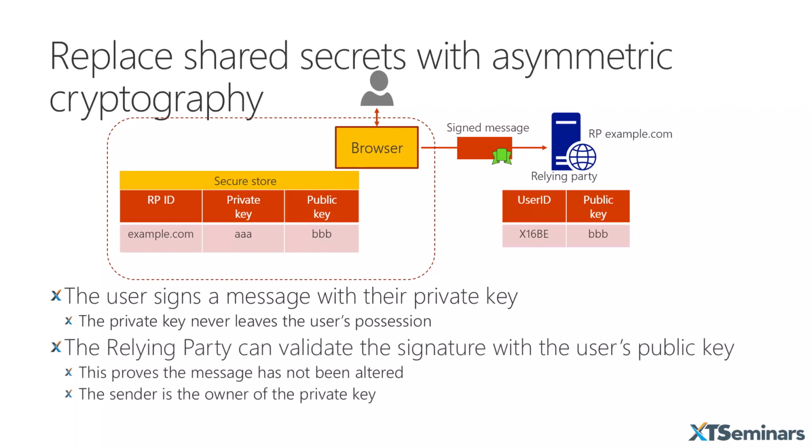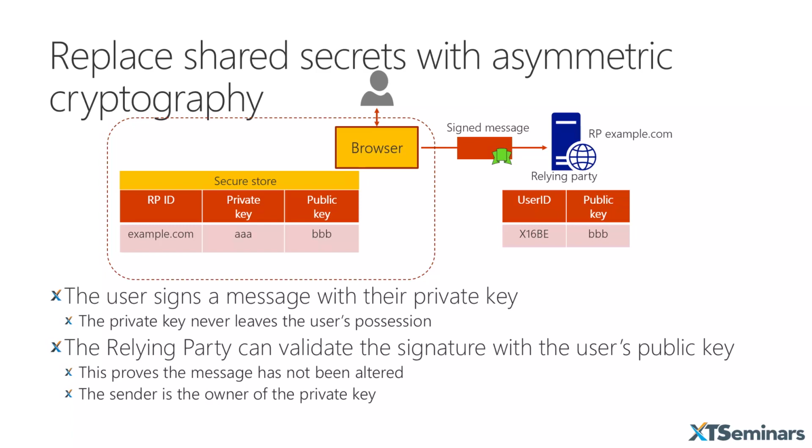Now, what can we tell when we receive that message? So I'm a relying party. I've received this message. I can tell two things and only two things. It proves the message has not been tampered if we validate the signature, right? And secondly, it proves that the sender is the owner of the private key. So as long as we keep those private keys securely, we basically have a new way of authenticating against relying parties.